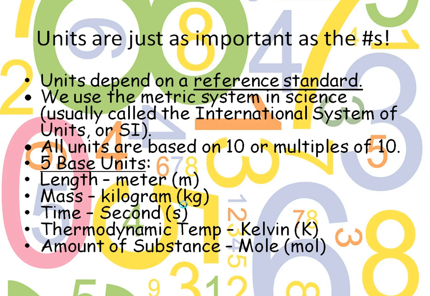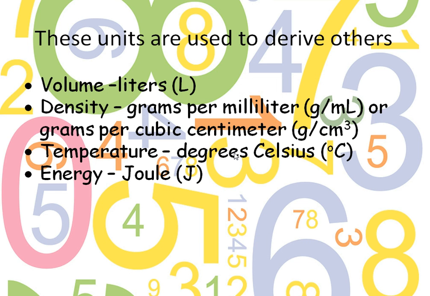Basically, the nice thing about the metric system is everything is either based on 10 or multiples of 10. So it makes manipulating it very, very simple. You've got 5 basic base units. So meter for length, mass is the kilogram, time is seconds. Thermodynamic temperature is the Kelvin. We'll get into that more when we get into the gas laws. And the amount of substance is the mole, and that one there will come back to haunt you for most of the year.